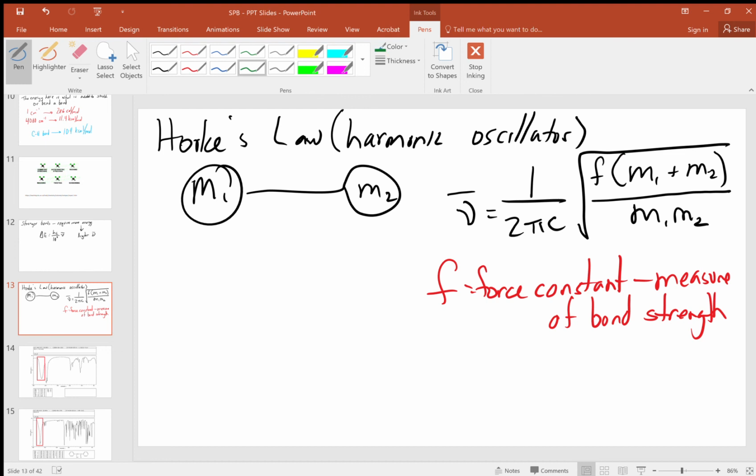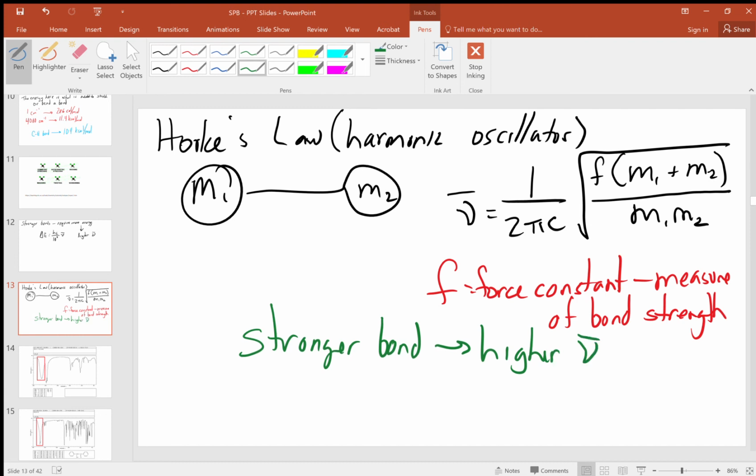And so this leads us to two conclusions, one of which we were already aware of, but we can see it directly here. So if the force constant is a direct measure of how strong the bond is, then the stronger the force constant is, the stronger the bond is, and the higher the force constant, the higher the wave numbers. So stronger bond, higher wave numbers.